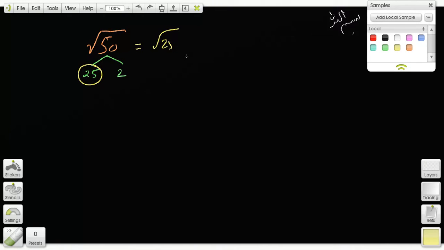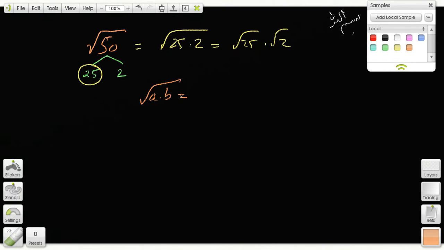Let me do it slowly. This is square root of 25 times 2. And this is square root of 25 times square root of 2, right? How? Because I just gave you a rule. If you have the square root of a times b, that's equal to square root of a times square root of b, and vice versa. If they're in two separate umbrellas, you can bring them together. If they're together, you can separate them only with multiplication.